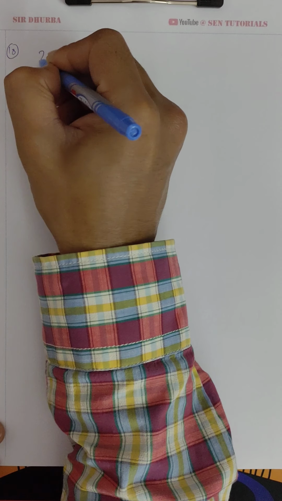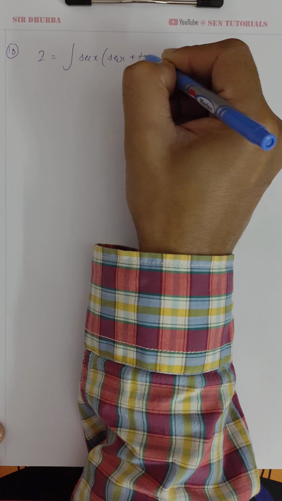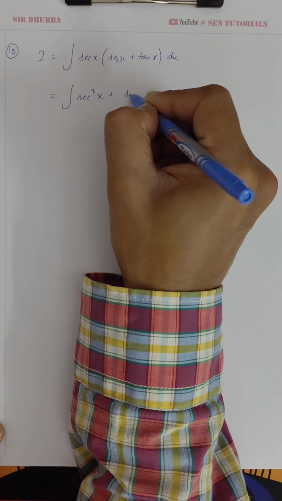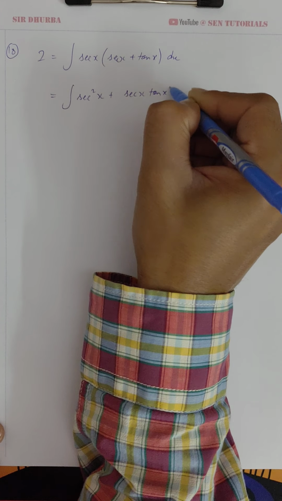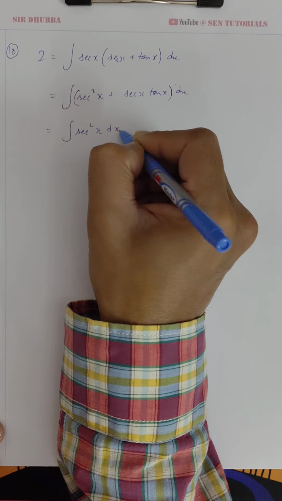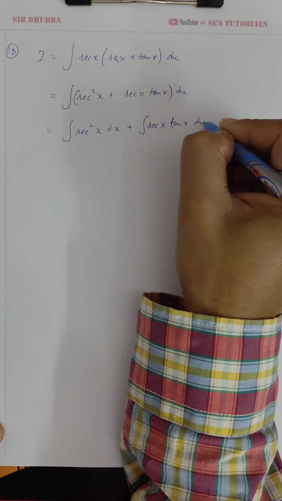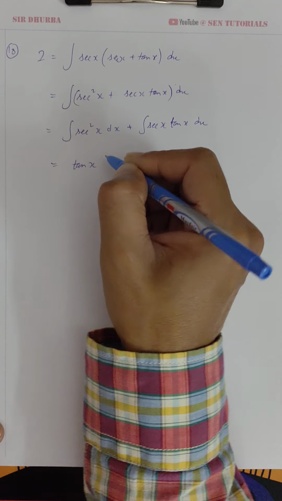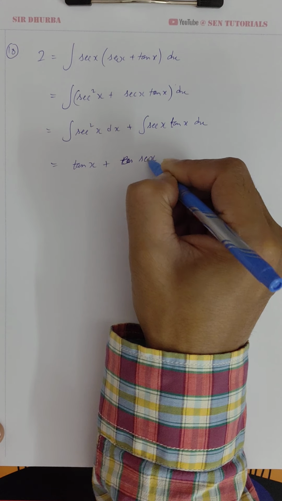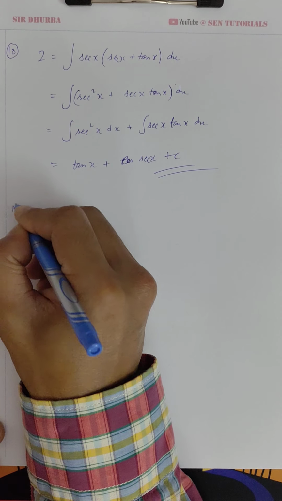Okay, next is 18. That is integration of sec x plus tan x with respect to x. That is integration of sec square x, sec x tan x, separating them if you wish. Those who don't can do directly if you are very familiar with integration. The integration of sec square x is tan x plus integration of sec x tan x is sec x plus c. Okay. 19.